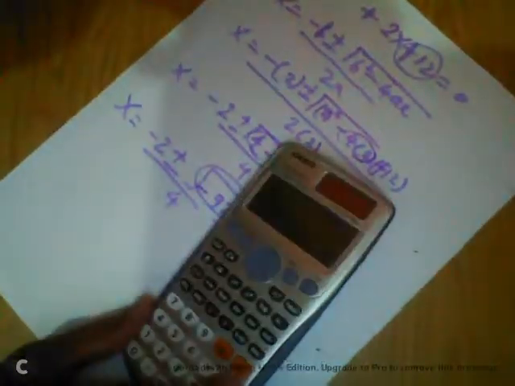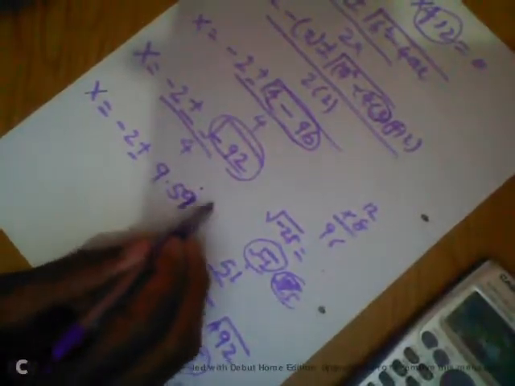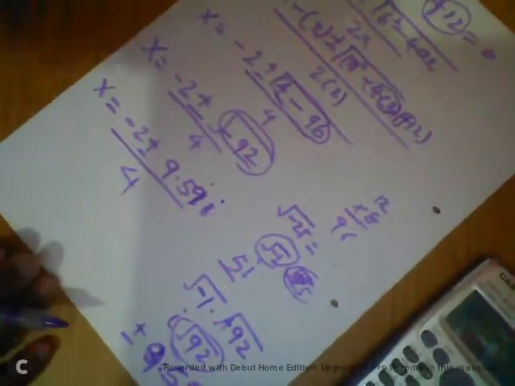Let me plug it in the calculator quickly. We say the square root of 92, and then we get 9.59, plus or minus 9.59. But it has to be imaginary because of this negative. So we know here the roots are x equals negative 2 plus or minus 9.59 imaginary over 4.